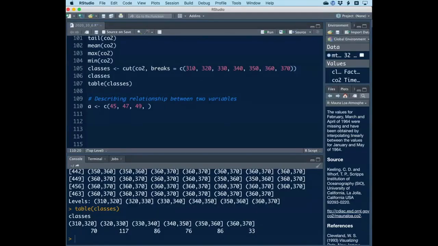So far, I have entered the three values, 45, 47, 49. Then I can enter 51, 44, 48, 42, and 53. So this is the first vector.